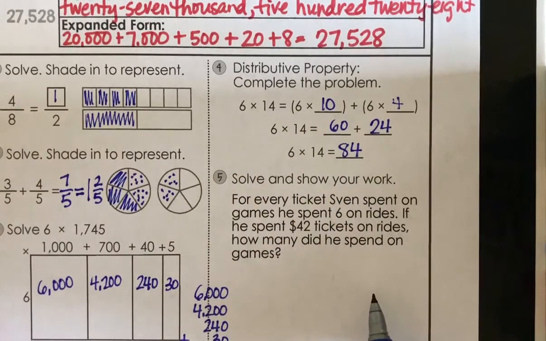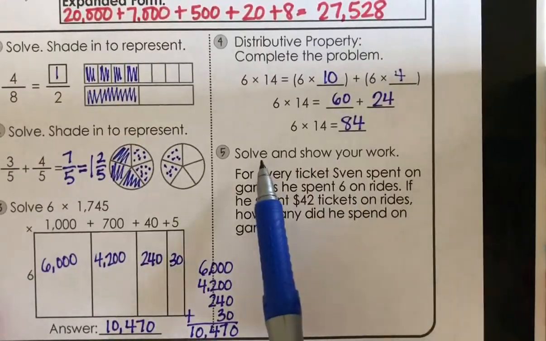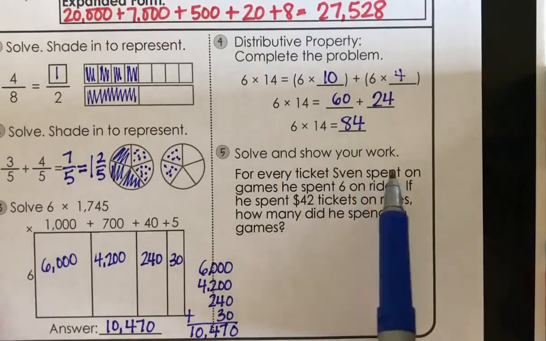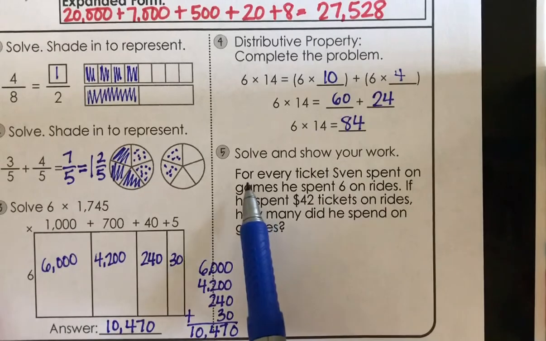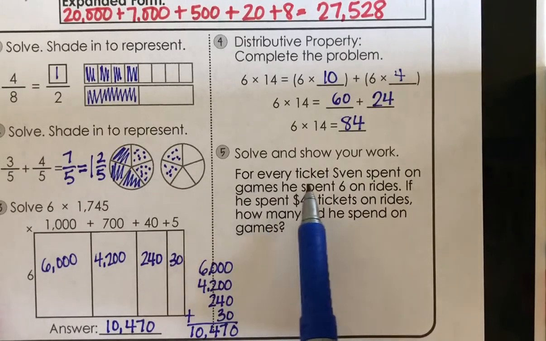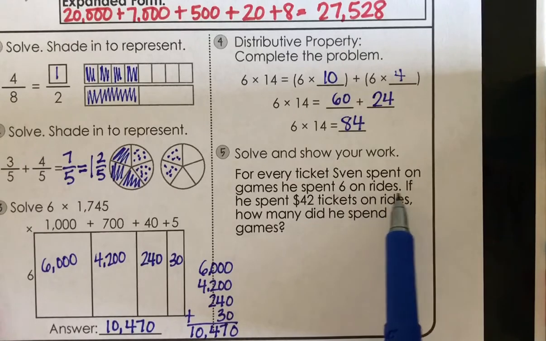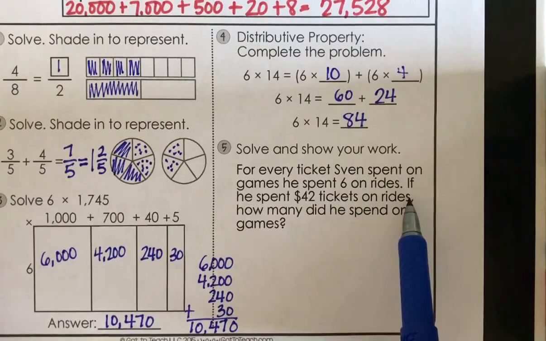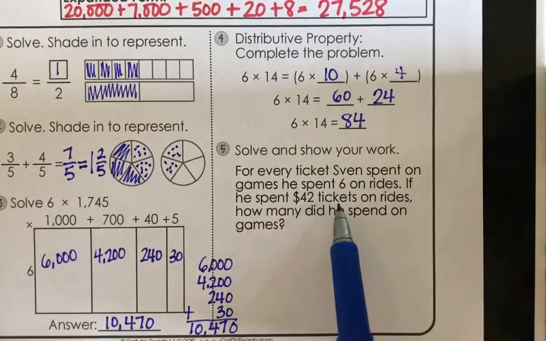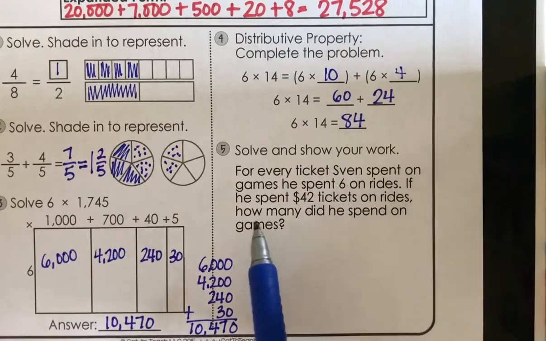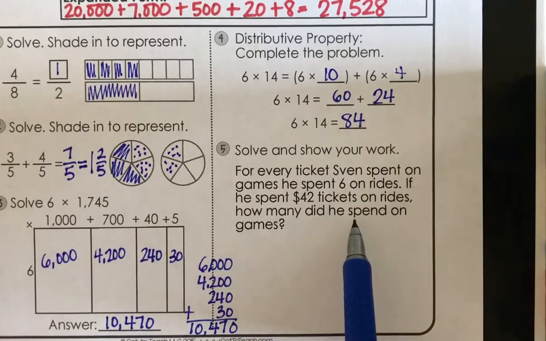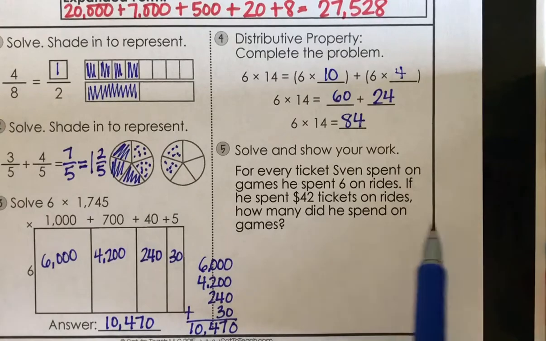All right, the last one is a word problem. And it says to solve and show your work. I love that. That's our proof. Word problem says, for every ticket Sven spent on games, he spent 6 on rides. If he spent $42 in tickets on rides, how many did he spend on games?